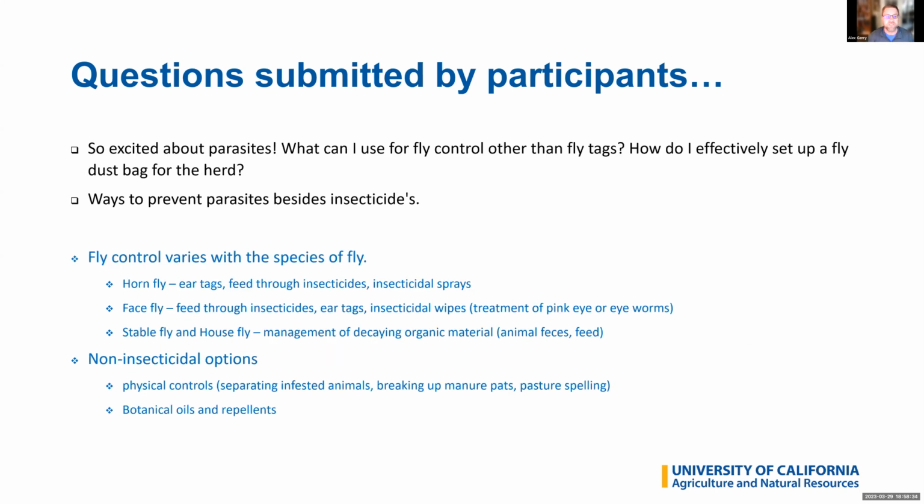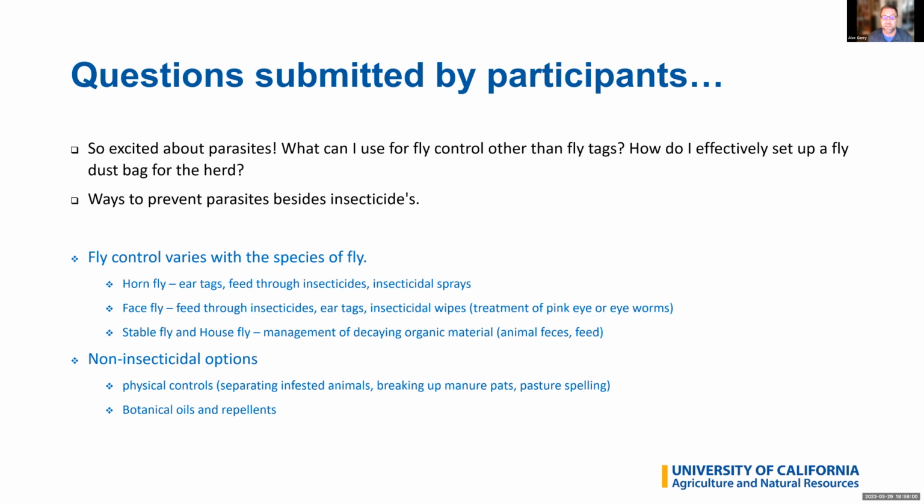And then last slide here. So what can we use for fly control other than fly tags, and how do you prevent parasites besides using insecticides? First of all, fly control varies with the species of fly. So the two flies that are pasture flies, the hornfly and the face fly, these can be dealt with in some regard using feed-through insecticides.